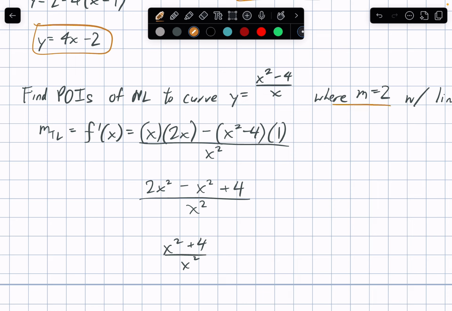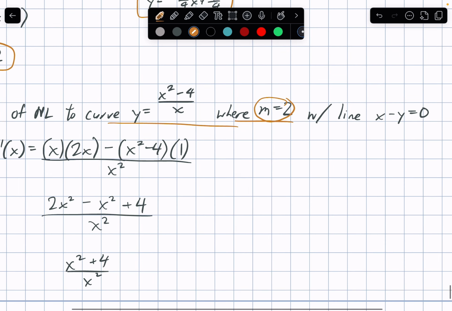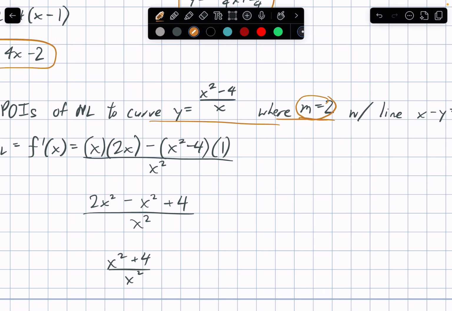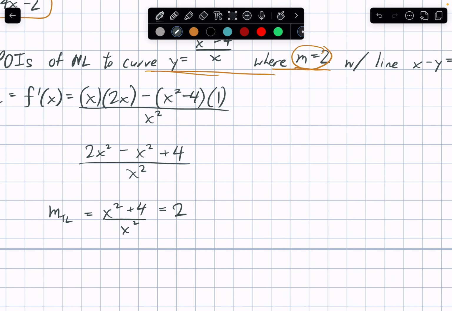So we want to know what slope this is referring to. Is that for the normal line, or does it mean the tangent line? We determine that since what's related to the curve is usually associated with the tangent line. So where m is equal to 2 to the curve, this is most likely the slope of our tangent line. Since we identified that, we equate this derivative to 2.